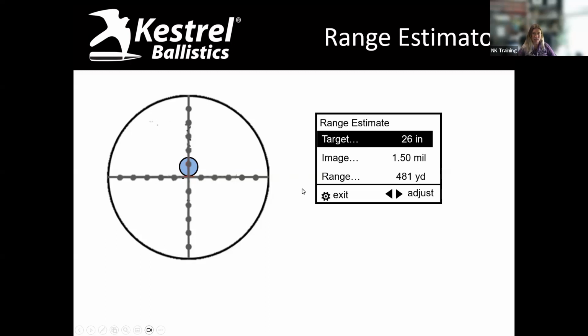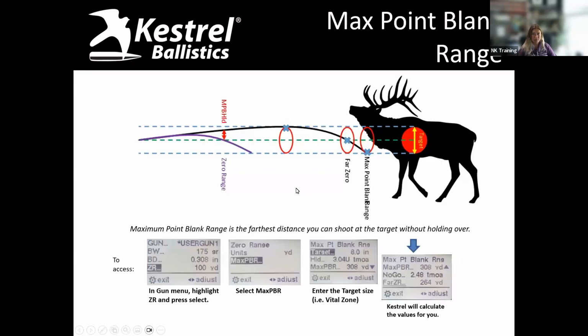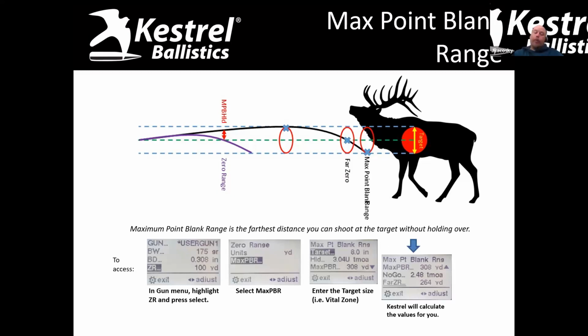And finally, max point blank range. Joe, that is you. All right, yeah, I'll try and go quickly through this because we're a little late. So max point blank range is a nice number for hunters usually. Basically, it's going to give you a hold within a certain range that if you hold it anywhere within that range, you're going to hit your vital zone. And the vital zone being, you know, typically the heart of an elk or something like that.